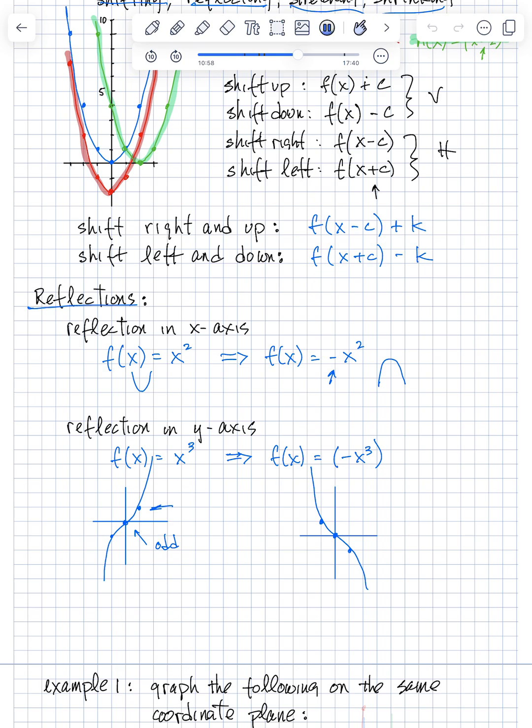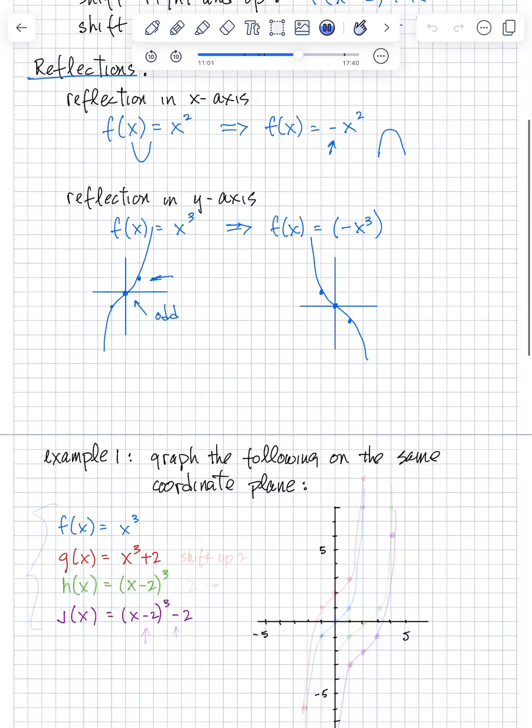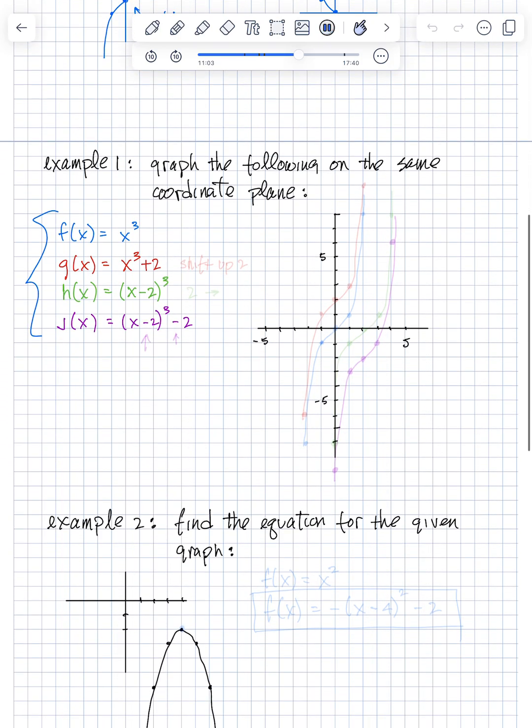Okay, example 1. We want to graph the following functions on the same coordinate plane. So we want to use different colors. And the first function is going to be our parent function, which is x cubed. So we're going to do that in blue. So we're going to graph, or put the dots in, when x is 1, y is 1. When x is 2, y is, 2 cubed is 8.